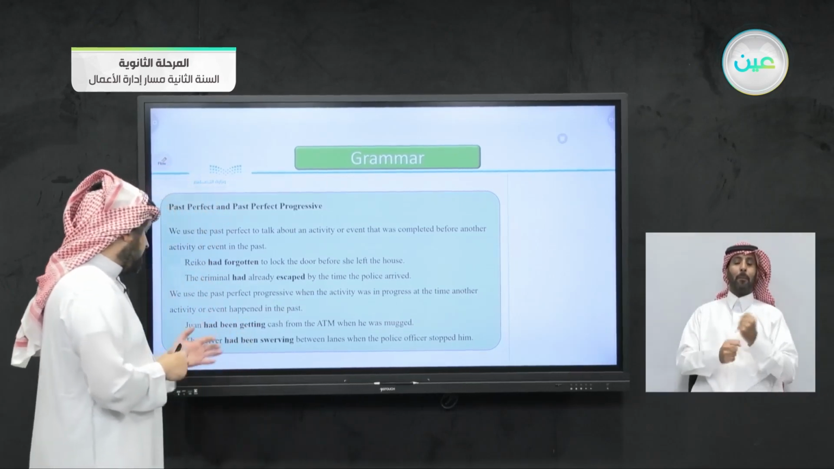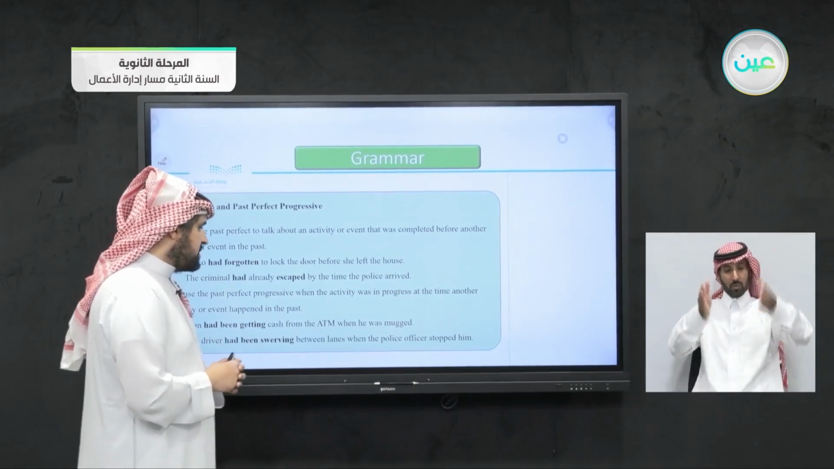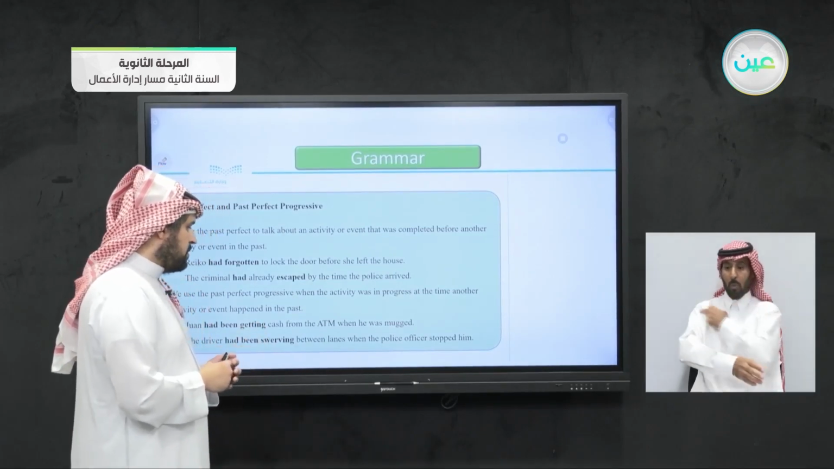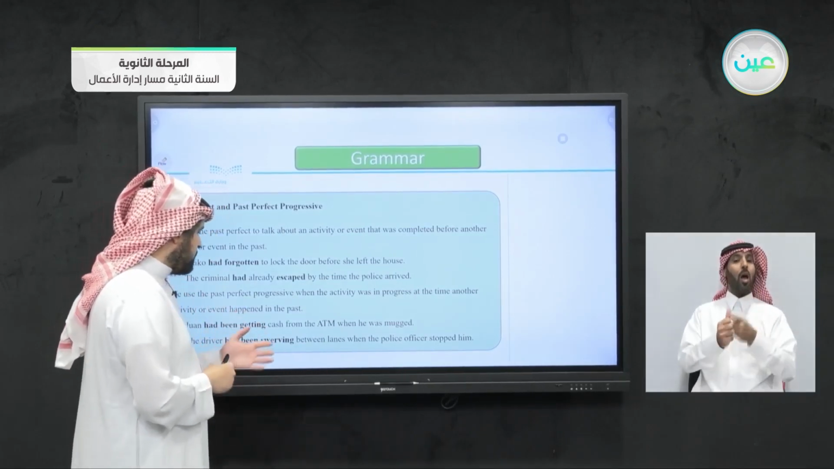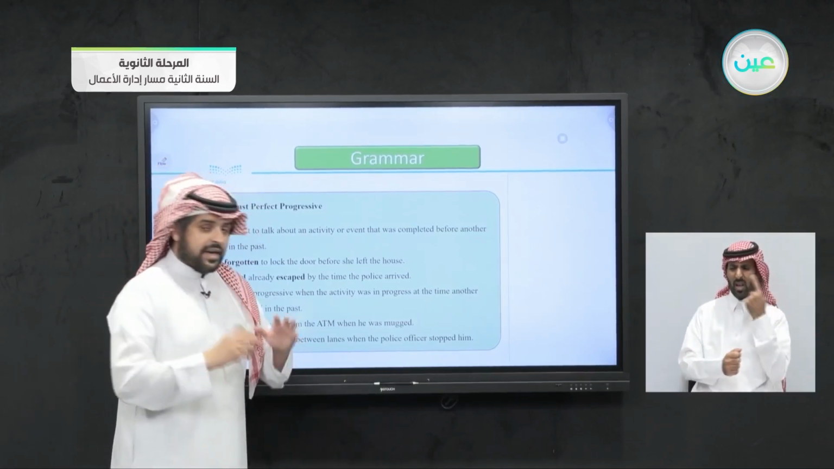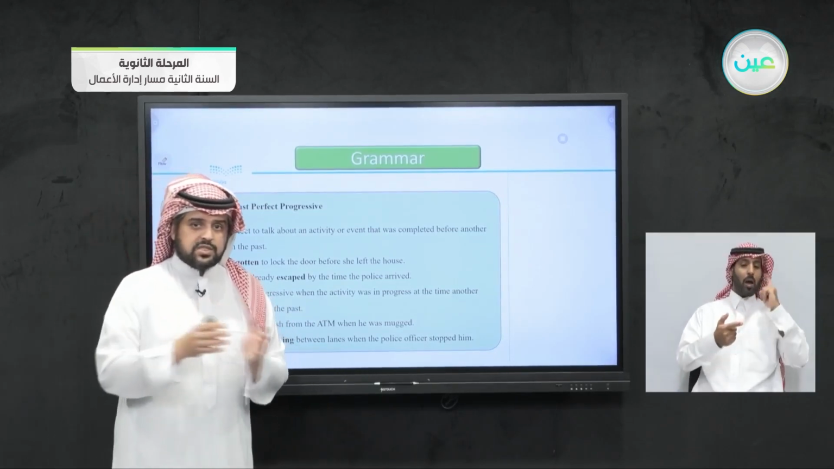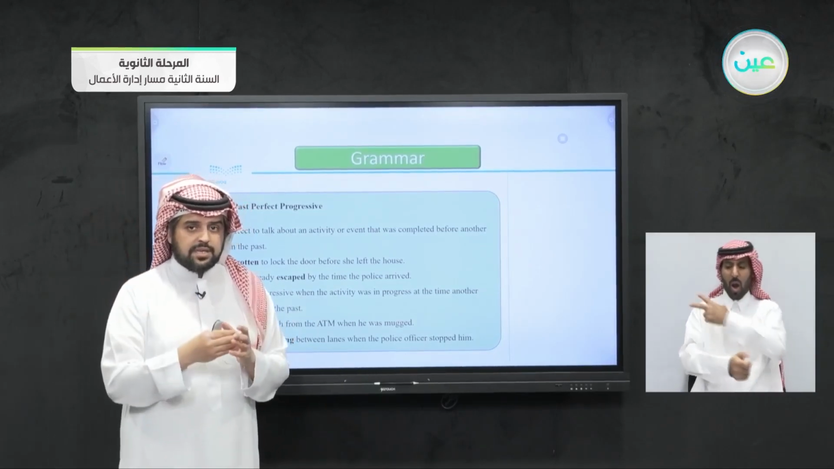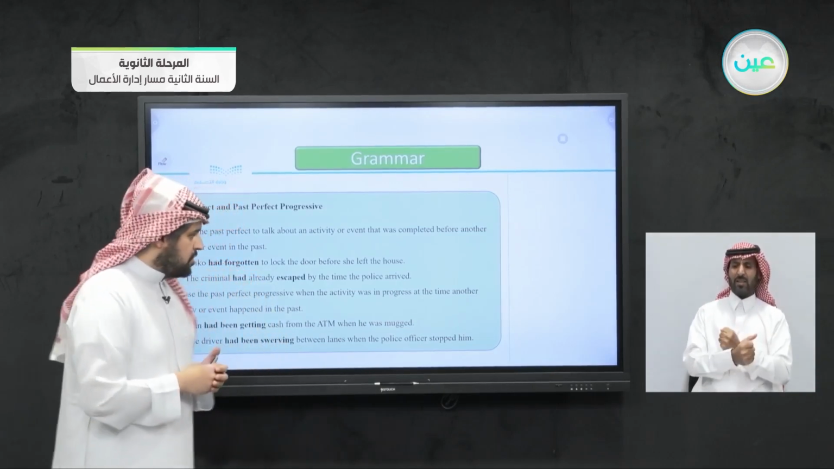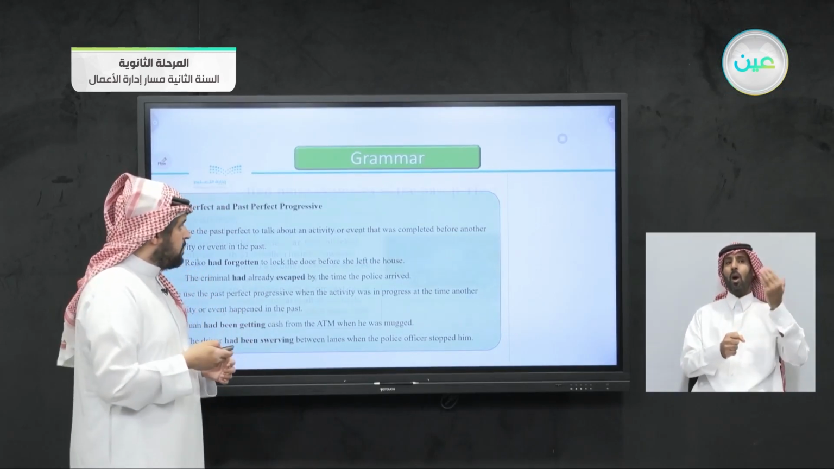The other one, the driver had been swerving between lanes when the police officer stopped him. Again, both of them are in the past. They just crossed. When he was swerving, the police intercepted and stopped him. So both actions were intercepted.